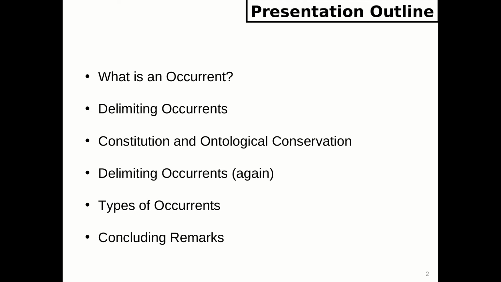First, I will talk about what's an occurrent, then I will discuss how to delimit occurrence, then I will review the notion of constitution and propose the notion of ontological conservation. And in light of these notions, I will propose a refined definition of occurrence and discuss how to use it to delimit occurrence. Then I'll present the types of occurrence that we found, and finally I'll present our concluding remarks.